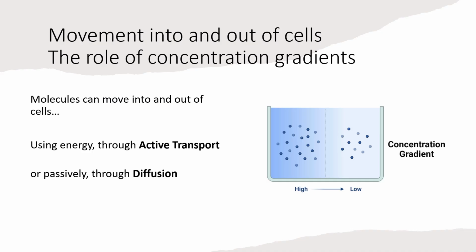Let's talk a little bit more about how molecules move into and out of cells. We mentioned that some molecules can pass directly through the plasma membrane, and others pass through transport proteins embedded in the membrane. This can happen either passively through diffusion or using energy through active transport. To understand the difference between the two, we need to talk about what a concentration gradient is.